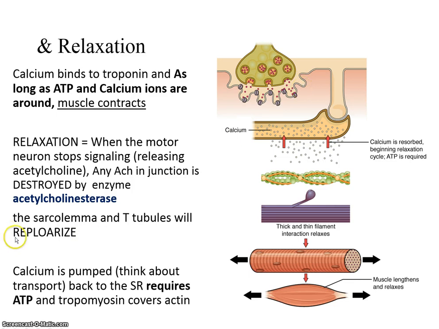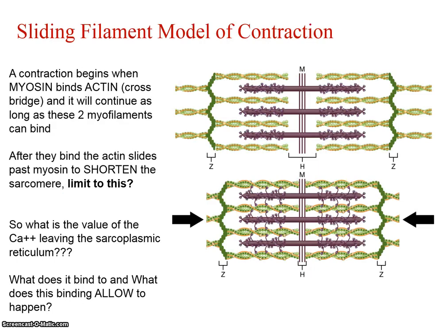We'll talk more about this in future slides, but we're trying to reestablish that polarity, positive outside, negative inside, so we call that repolarizing. Oh gosh, I misspelled that. Thank God I don't take off for spelling. So calcium is pumped back to the sarcoplasmic reticulum, which requires ATP, tropomyosin covers back up the actin, and myosin heads come off, and the muscle relaxes. There are a few more details we have to include, but that's really it in a nutshell.